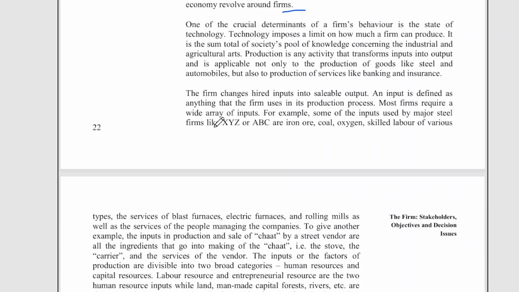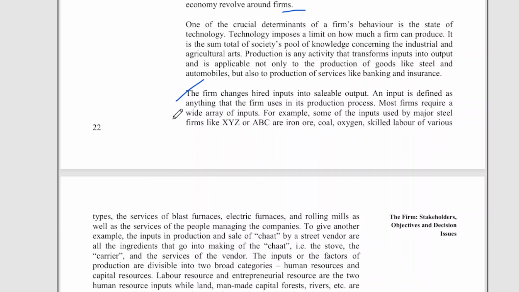One of the crucial determinants of a firm's behavior is the state of technology. Technology imposes a limit on how much a firm can produce, and it is the sum total of society's pool of knowledge concerning the industrial and agricultural arts. Production is any activity that transforms input into output and is applicable not only to the production of goods like steel and automobiles, but also to the production of services like banking and insurance. The firm changes input into saleable output.